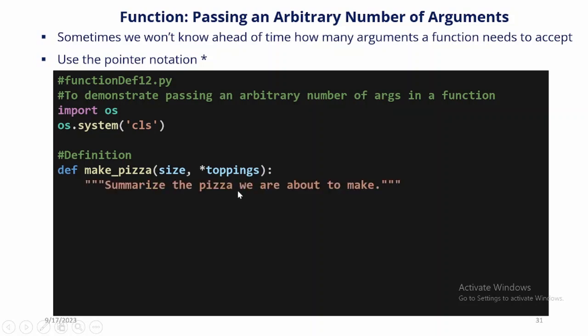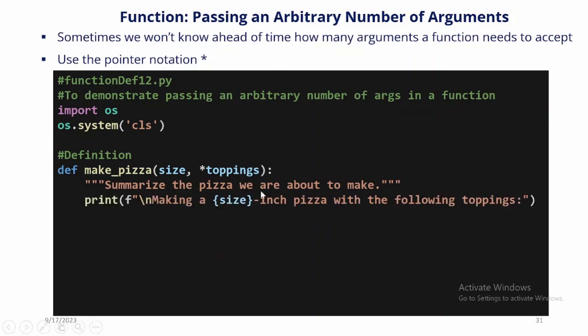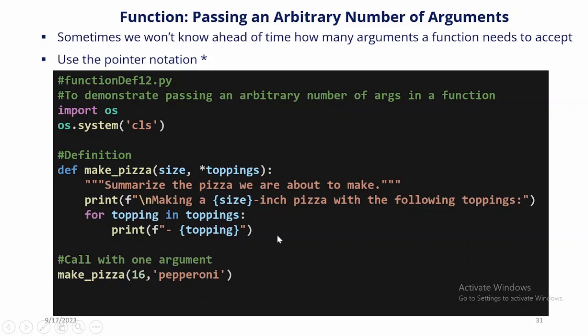So what this function does is summarize the pizza we are about to make. Print making a size inch pizza with the following toppings. So we have a for loop that is going to run through the number of toppings that we assigned. For topping in toppings, print topping. We can now call the function. Let's try with one. Make pizza 16 pepperoni. We only have one argument on the other side of toppings, one topping.